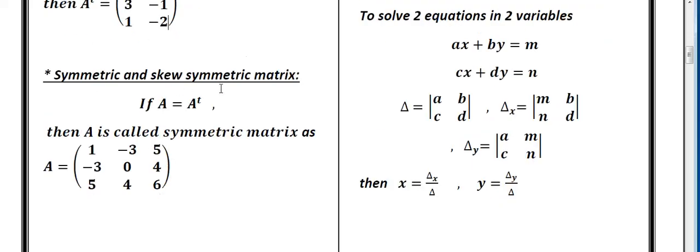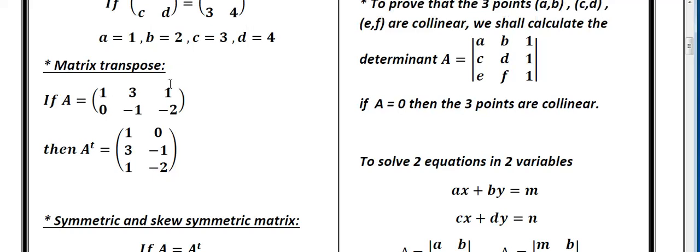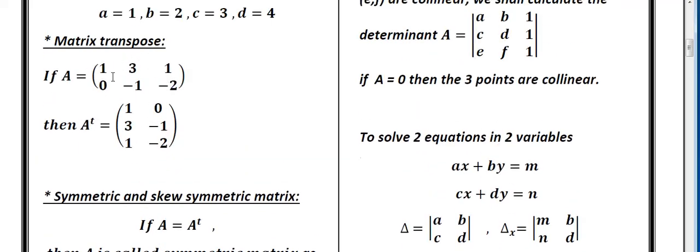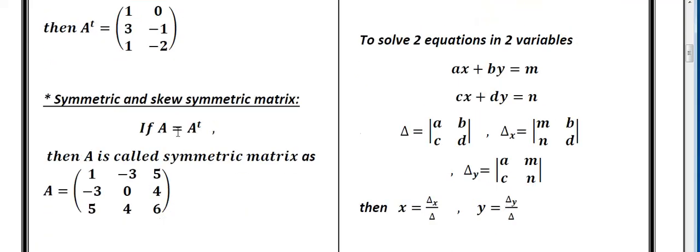And symmetric and skew symmetric matrices. If A equals transpose A, what do we call it? We can cancel this word and write T above the sign here. It means transpose of A. If A equals transpose A, it means symmetric. We call it a symmetric matrix if A equals transpose A.